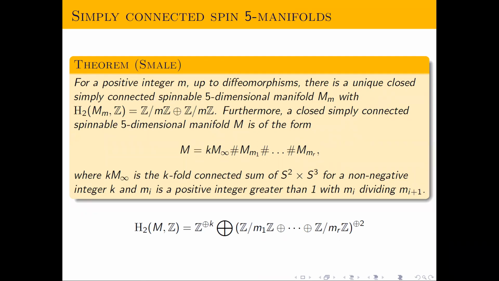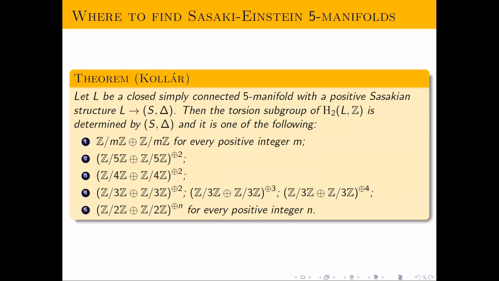So we have the classification for the simply connected 5-manifolds, right? Among them, we want to determine which one allows this Sasaki-Einstein structure. Still a huge area, but 20 years ago, Kollár restricted this area. So he proved this theorem.